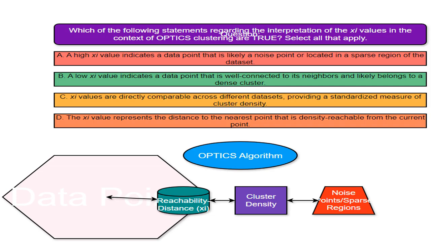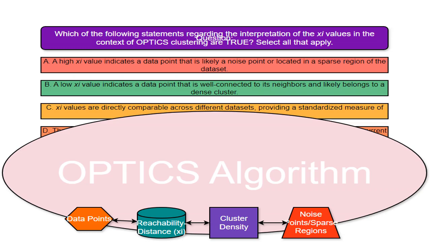These are individual observations or measurements in your dataset, each represented as a point on the graph. They are the fundamental elements that the OPTICS algorithm analyzes. This is the overall topic and introduces the concept of interpreting the meaning of Xi in the context of OPTICS clustering, a technique in machine learning used to group similar data points together.